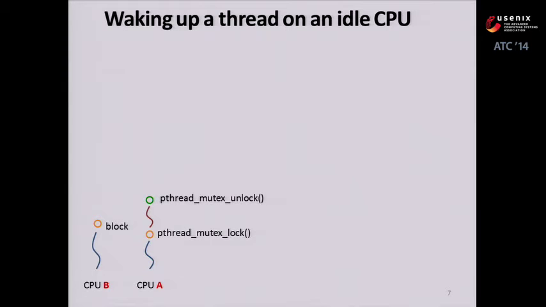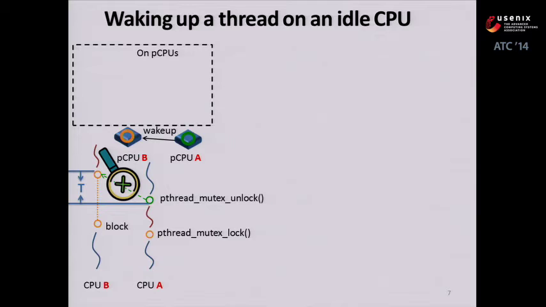After that, CPU A calls pthread mutex unlock to release the lock. Because there is a waiter for the lock, the thread on A must notify and wake up the waiter. So we measure the time to wake up the thread and inspect what the operations are to wake up the thread.